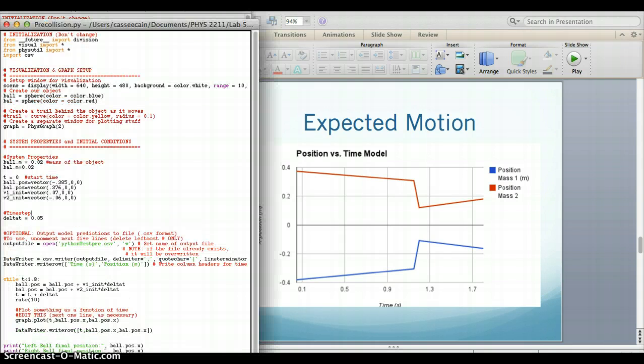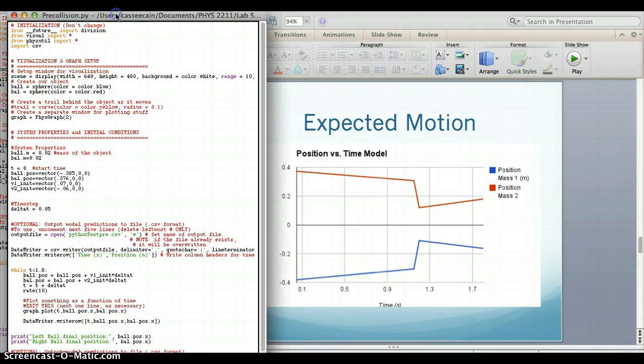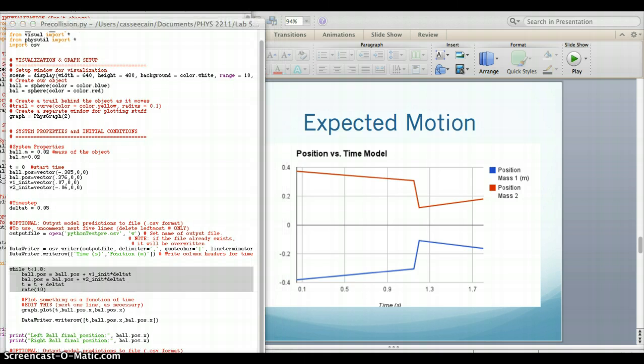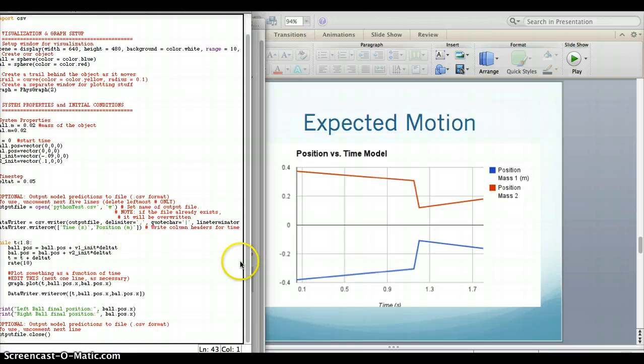To run the expected motion, I wrote two codes in VPython, one modeling pre-collision and one modeling post-collision. All I did was find what the expected position of the balls would be prior to the collision and then after the collision. I did this using, as we see here, Newton's fundamental principle. Similarly, to find the motion after the collision, I used Newton's fundamental principle to model the position after the collision.